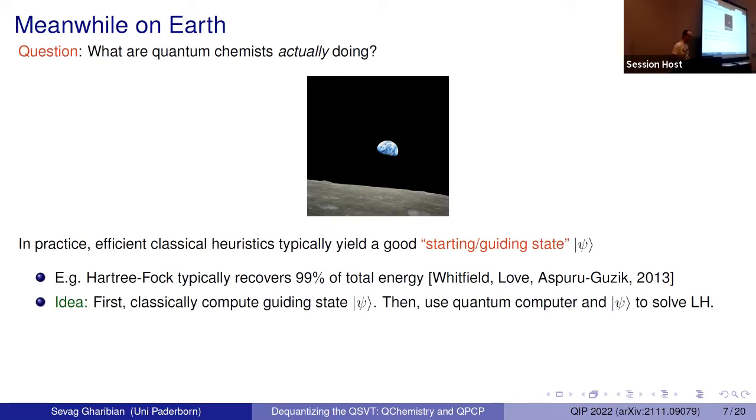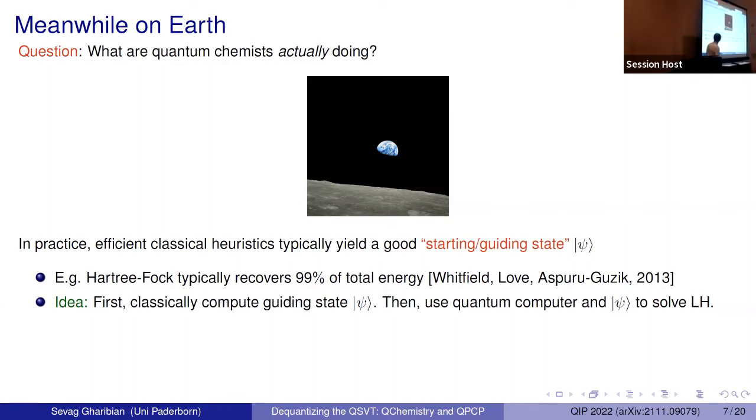So the typical approach, as far as we understand it, is the following. The first thing you do is you use some classical heuristics to compute a so-called guiding state psi. Think of psi as an approximation to your ground state. Let me be clear, these are heuristics. They run in classical polynomial time, but there's no guarantee that psi is actually a good guiding state. You cross your fingers, hope for the best. In practice, the best is usually good enough.